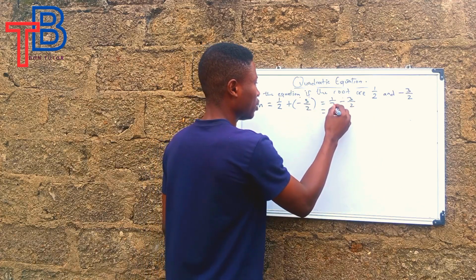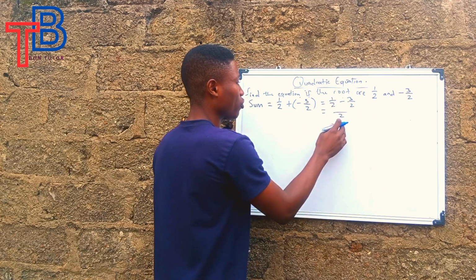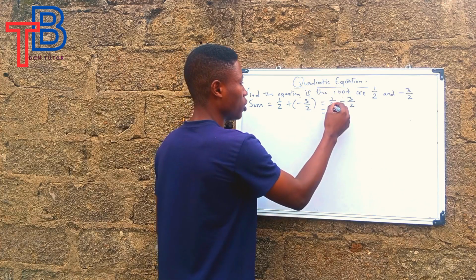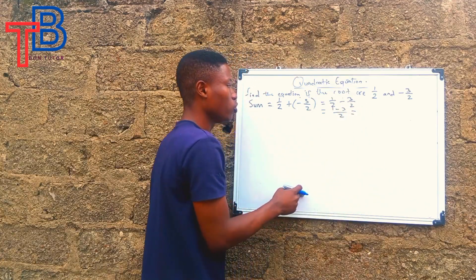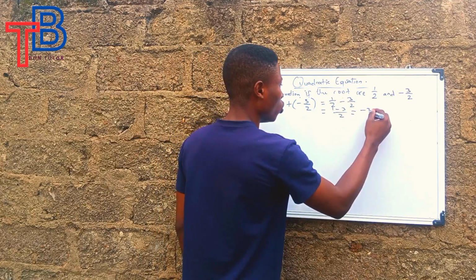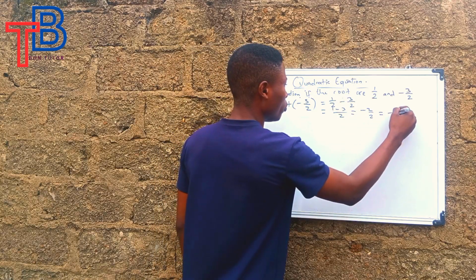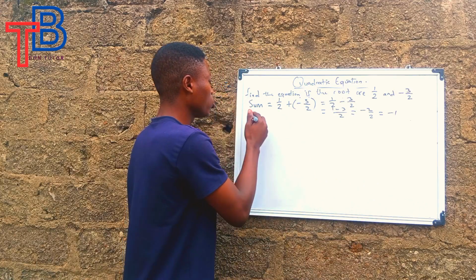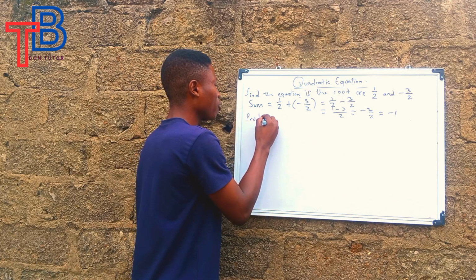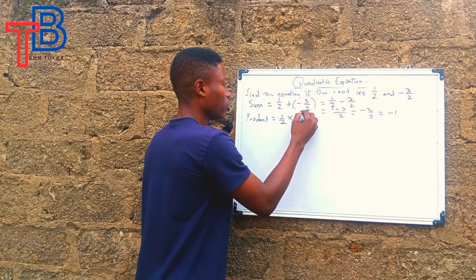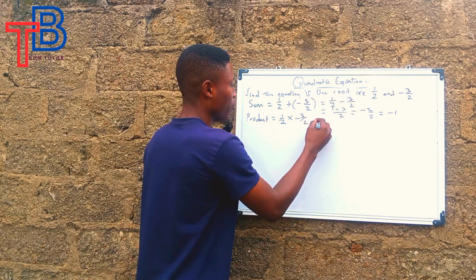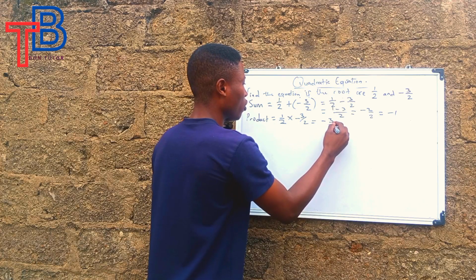And if you have that, your LCM is 2. You have 2 into 2 to be 1, 1 times 1 to be 1, minus 2 into 2 to be 1, 3. You have the summation of the roots to be minus 2 over 2, which equals minus 1. And also the product, you have the product to be 1 over 2 multiplied by minus 3 over 2. You have everything to be minus 3 over 4.